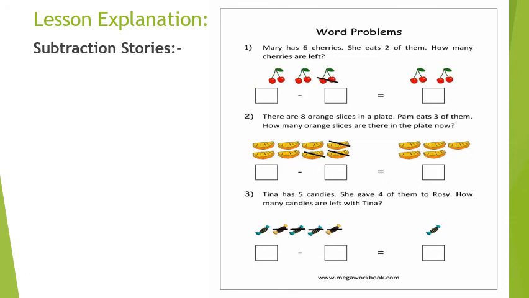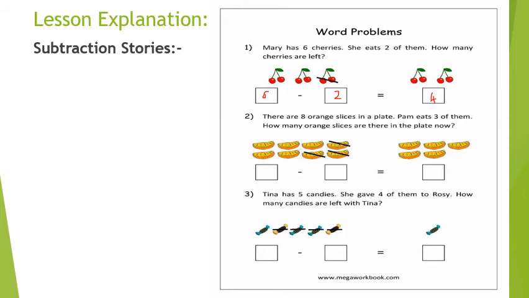So here in the first box, you are going to write what? You are going to write 6. Okay? 6. In the second box, what are you going to write? 2. And what will be the answer? 4. Okay? So this was your first sum. Now see the second one, children.